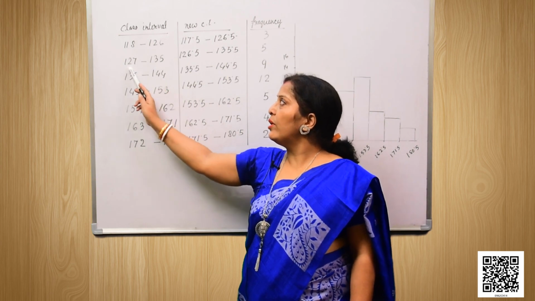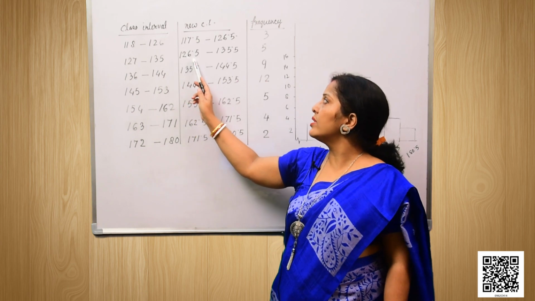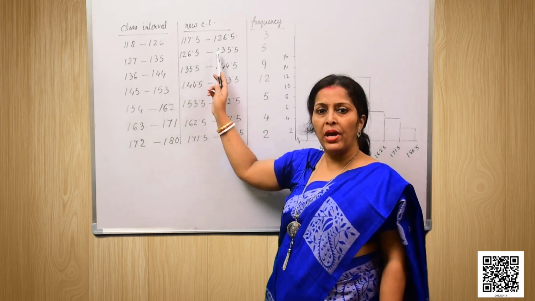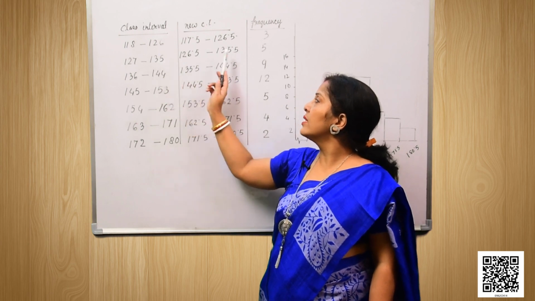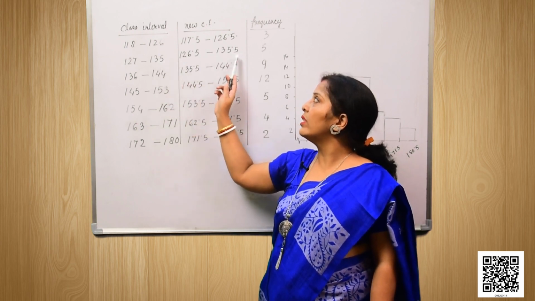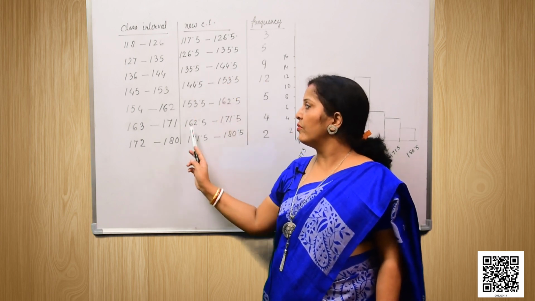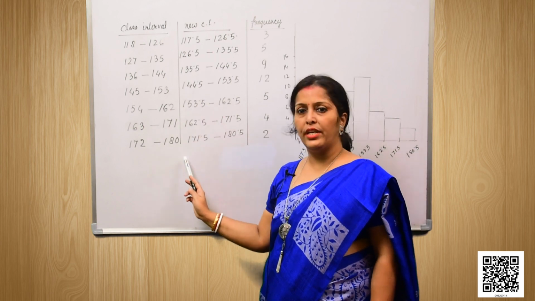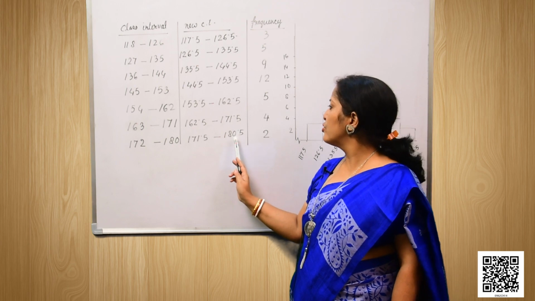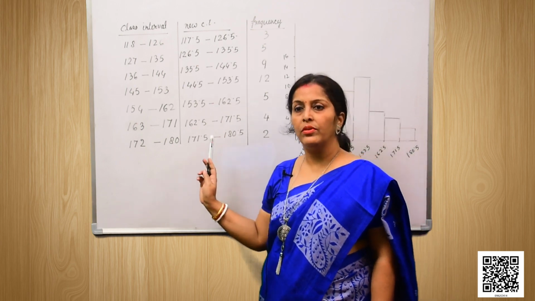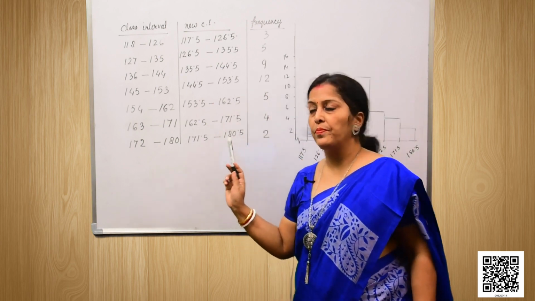Next class, 127 minus 0.5 will give me 126.5. Then the upper limit will be 135 plus 0.5, which is 135.5. Similarly, we do the same thing with all of them. The lower limits will be changed by minus 0.5 and the upper limits will be changed by plus 0.5. The frequencies are the same. Now we draw the histogram.